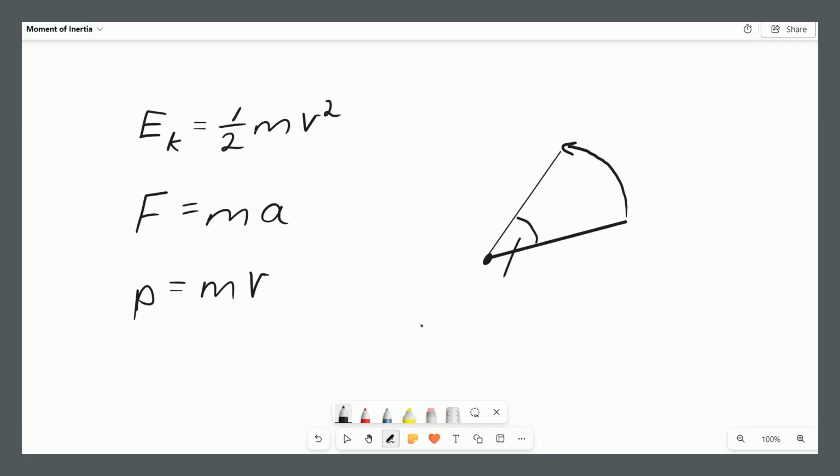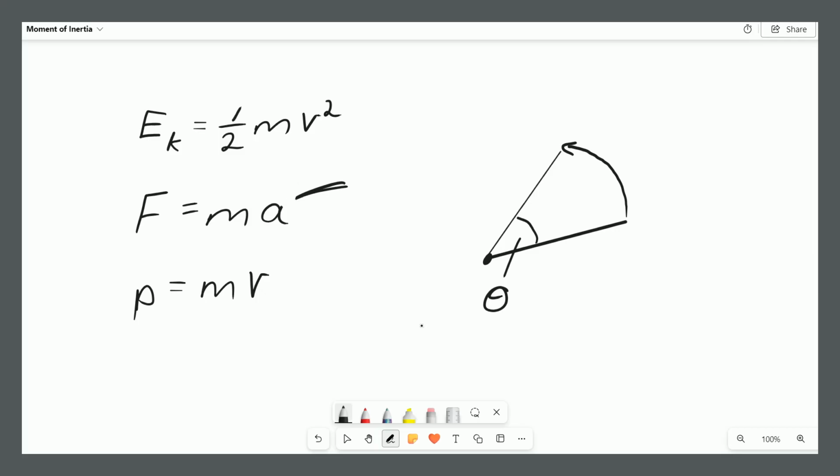So before discussing moment of inertia, people tend to be familiar with these equations of motion, with kinetic energy being equal to 1/2 of mass times velocity squared, force being equal to mass multiplied by acceleration, and momentum being equal to mass multiplied by velocity. Now, all of these equations have to do with velocity, or the change over time, which is what acceleration is.